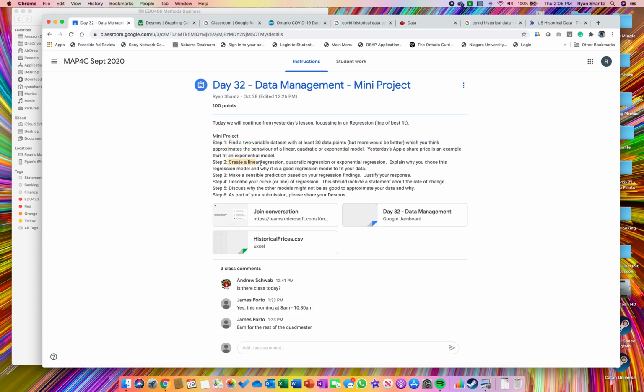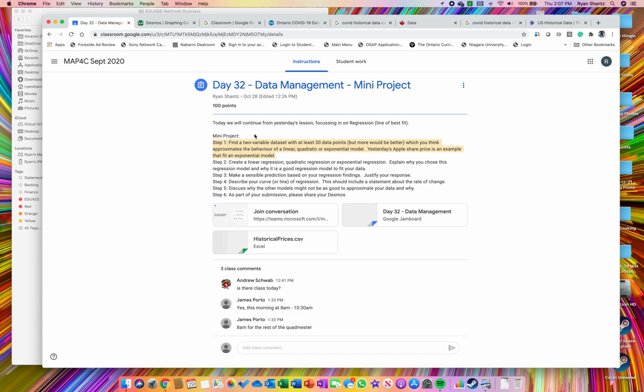Step 2, create a linear regression, quadratic regression, or exponential regression. Again, regression, kind of a funny word. What does it mean? It's a line or curve of best fit. We'll get into this when I actually start graphing some of this stuff. But let's first just execute step 1 and go step by step. So step 1, let's find some data.